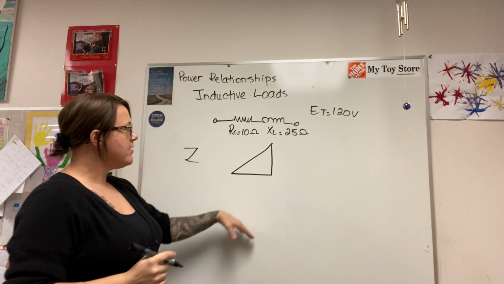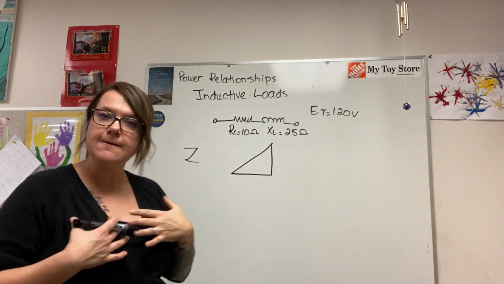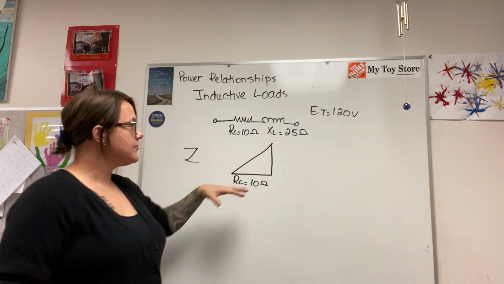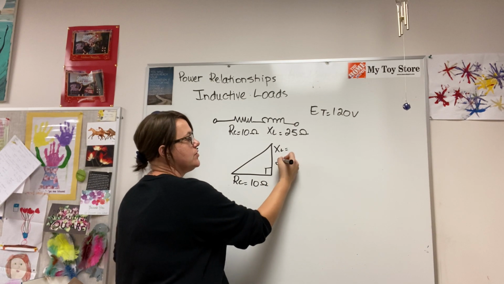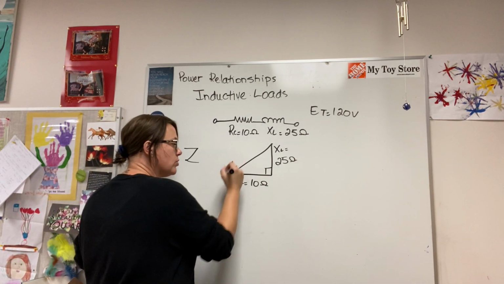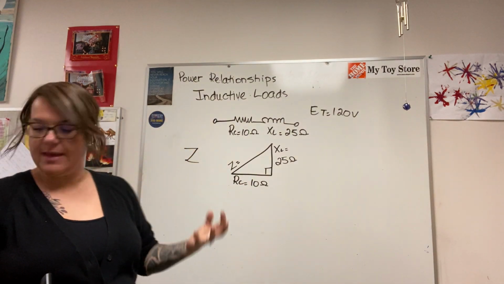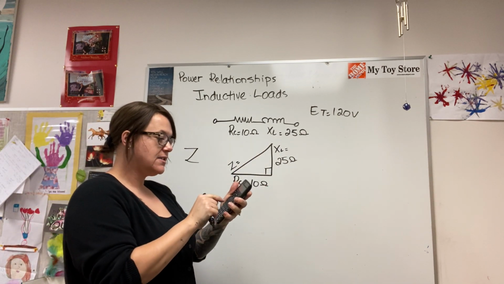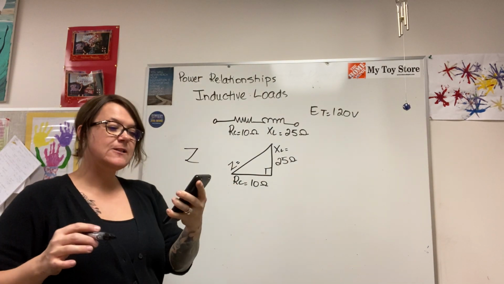The bottom of my impedance triangle will be the resistive portion, again at 0 degrees. The resistive portion is considered the in-phase portion of my inductor. So R coil equals 10 ohms. Then the inductive reactance, you can see, is 90 degrees out of phase with your resistive portion. That is your XL, so that would be the 25. To find the impedance of the circuit, we have to get the vectorial sum of my resistive component added to my inductive component, and using my Pythagorean theorem, that gives me the impedance of the circuit, the total opposition. So 10 squared plus 25 squared equals, then the square root of that, 26.93 ohms.